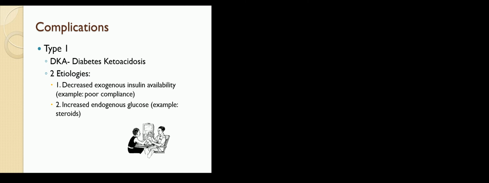There are two etiologies. Either number 1, the patient has poor compliance with insulin. In other words, they're not taking their insulin. Or number 2, increased endogenous glucose. They're taking in too much glucose, as in being on extra steroids that could boost it way up. That's why when you have a patient who comes in who's a diabetic and they're on the steroids, you want to make sure you're checking those AccuChecks very closely.